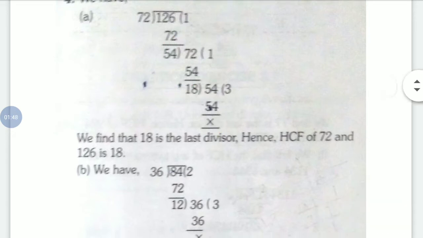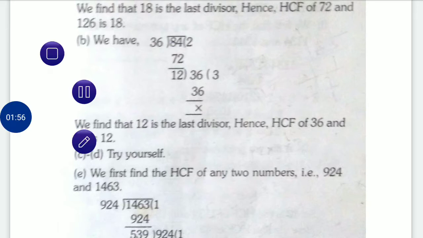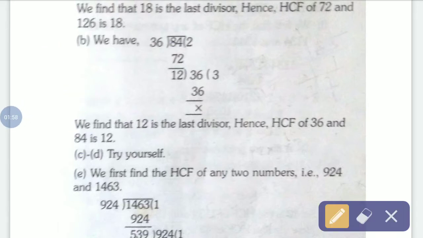In the same way, the second example is there, that is numbers are 36 and 84. So 84 is the bigger number, so 84 divided by 36, so 36 twos are 72, so you will get the remainder 12, and then 12 will become your divisor, and 12 threes are 36, and you will get the remainder 0. So your last divisor is 12, so your HCF is 12. The same way C and D is there, and then E and F.